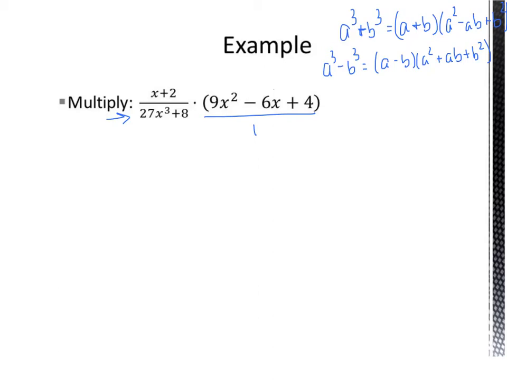So I know this is a sum of cubes because this is 3x that's being cubed. That makes 27x cubed. And this is 2 that's being cubed. And if I can write it like that, then what I just found was my a and my b, and I can come up here and put it into the form. So this factors into 3x plus 2, that's a plus b, times a squared is going to be 9x squared, minus a times b is 6x, plus b squared is 4.